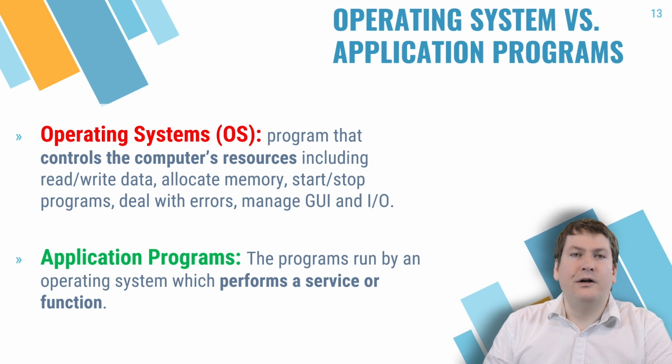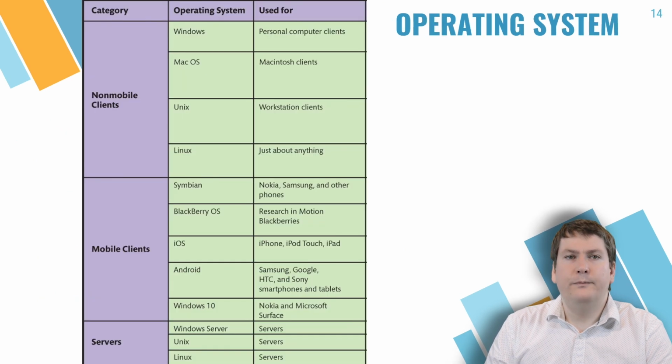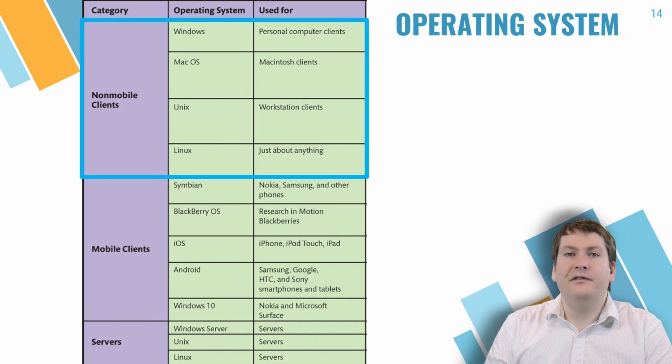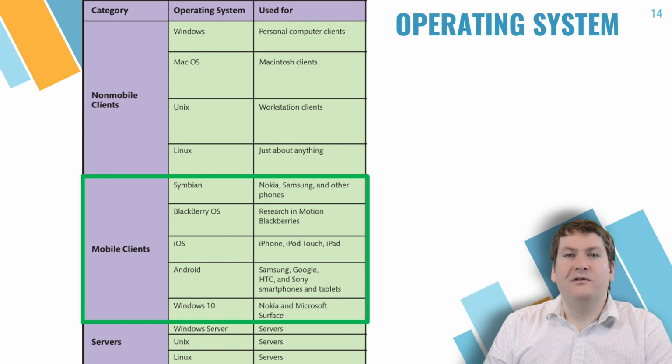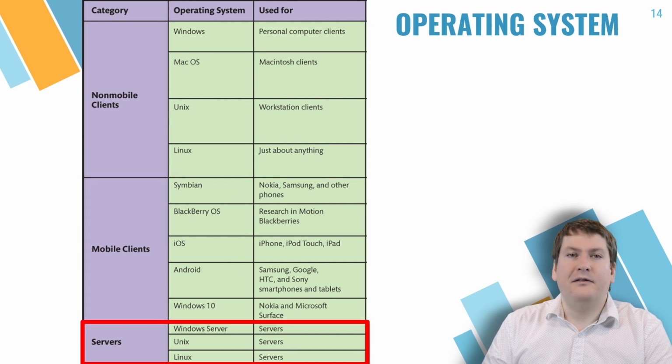Examples of operating systems would include things like Windows, macOS, and Linux. Application programs are programs that are run by or through an operating system. They provide some services or functionality outside of simply managing resources. Also to note, this category can include software that's offered through a web browser. So in some cases, you can use Excel and Word in your web browser. But anyway, let's now take a closer look at operating systems. Operating systems can be further subdivided into desktop or non-mobile clients, mobile clients, those would be for phones and tablets, and server operating systems.